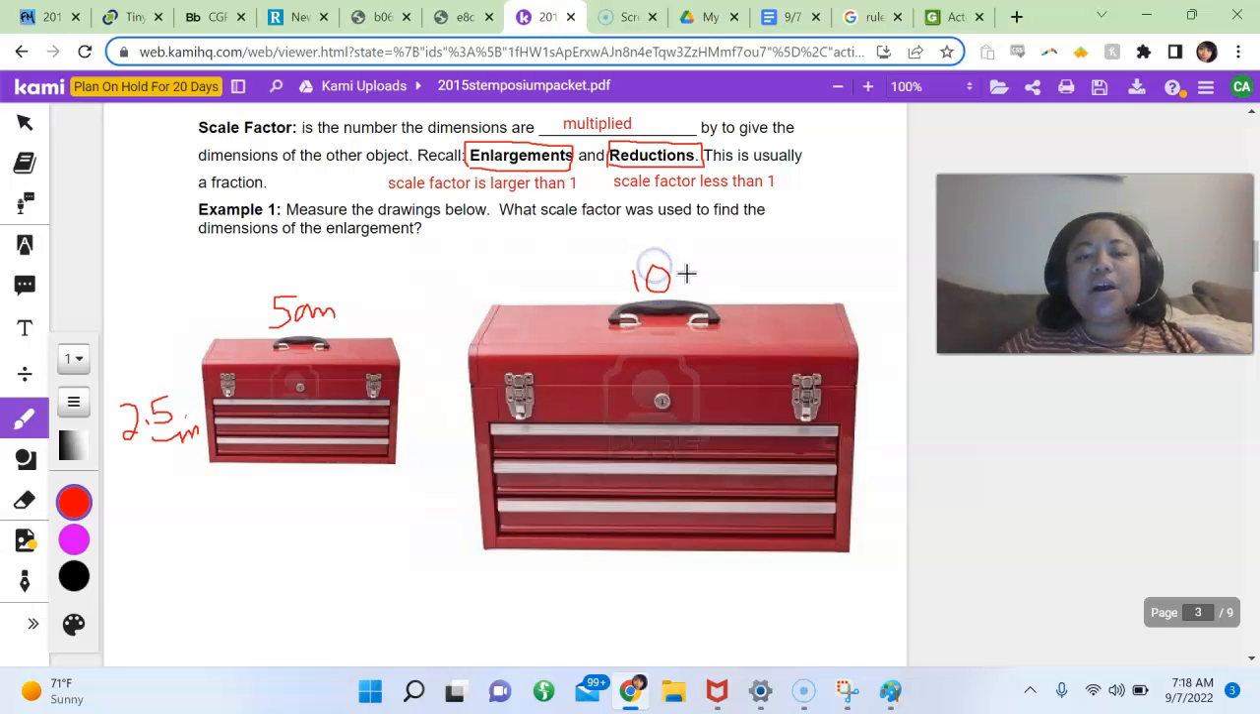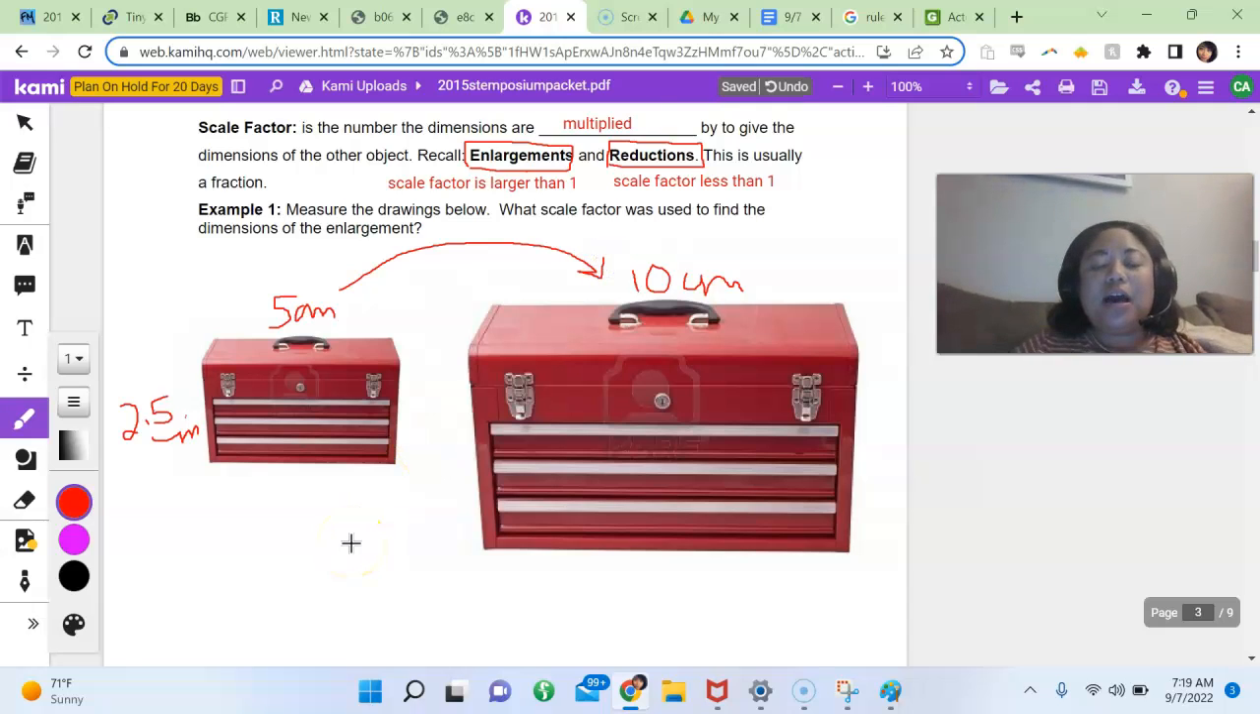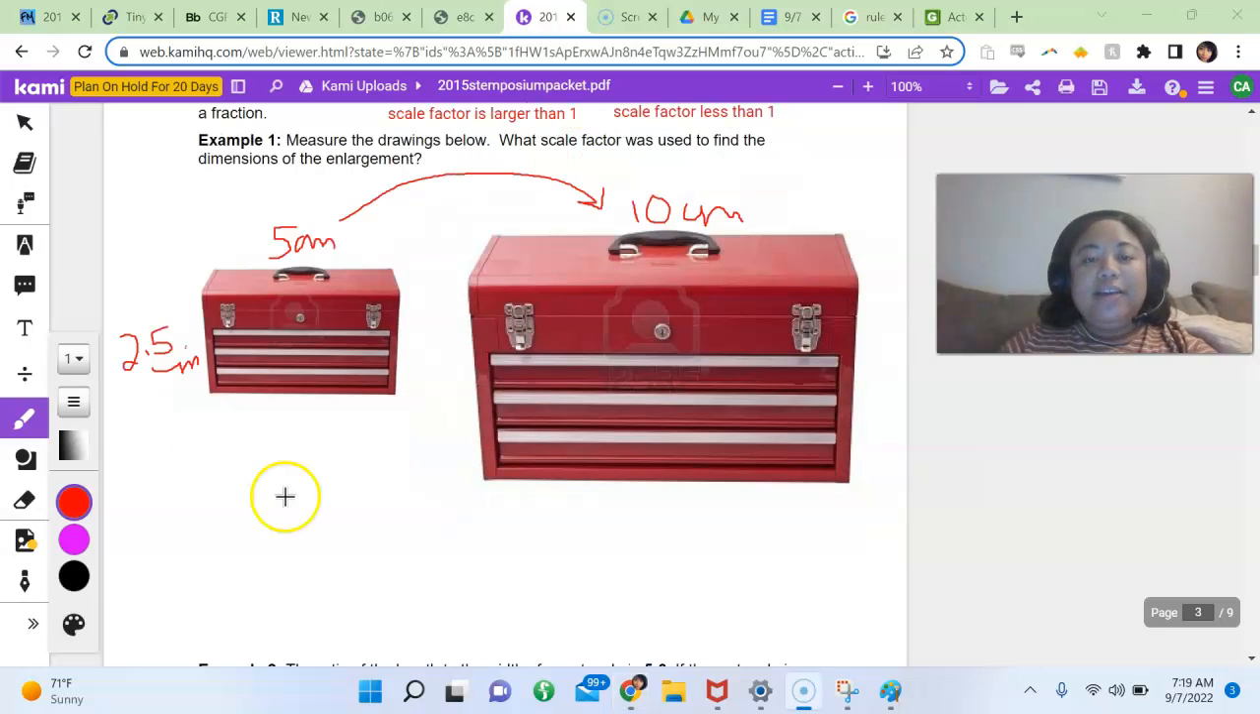Okay, once you've found the dimensions of the new box, I'd like for you to find the scale factor. How did I get from the small box to the big box? What did I multiply by to get from the small box to the big box? So pause the video and see if you can figure out my scale factor. All right, for me, my scale factor was 2.